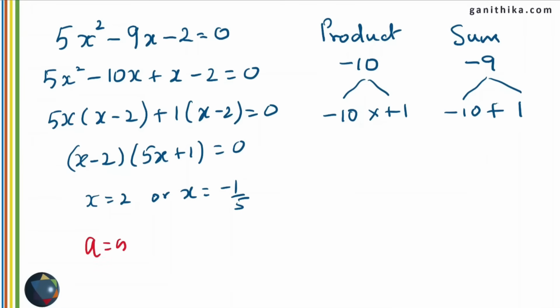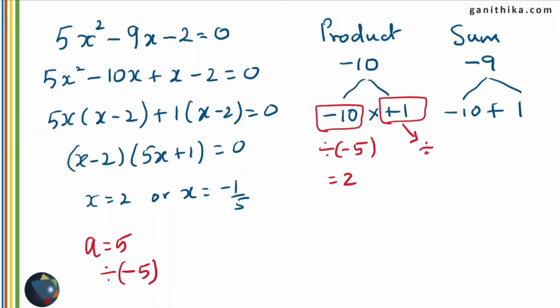The leading coefficient here is 5. Therefore, we have to divide each of the numbers that we chose by -5. So, -10 divided by -5 will give you 2, which is one of the roots. And +1 divided by -5 will give you -1/5, which is the other root. So, actually this works. Once you find the numbers for product and sum, you just need to divide those two numbers by the negative of the leading coefficient, and then you will get the roots.